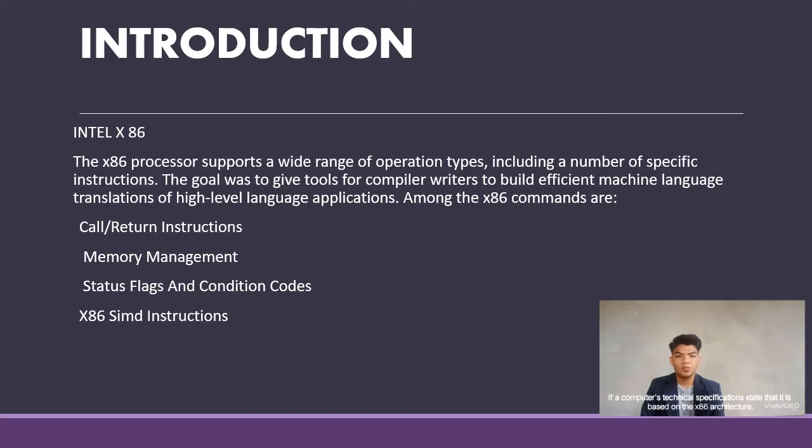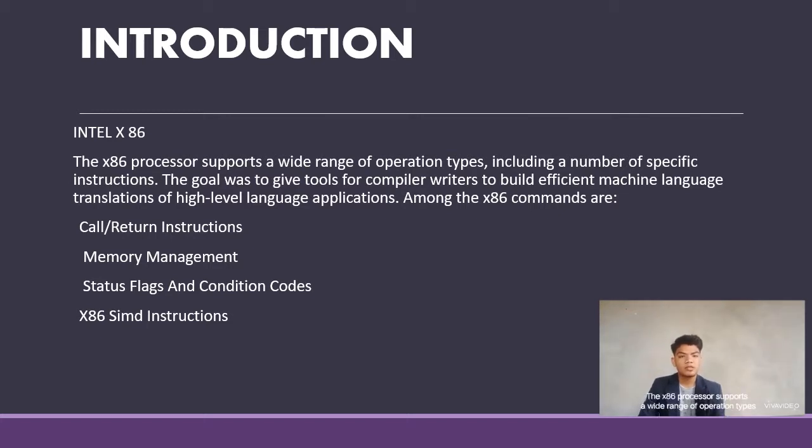If a computer's technical specification states that it is based on the x86 architecture, that means it uses an Intel processor, not AMD or PowerPC. Since Intel x86 processors are backward compatible, newer x86 processors can run all programs that older processors could run. However, older processors may not be able to run software that has been optimized for newer x86 processors.